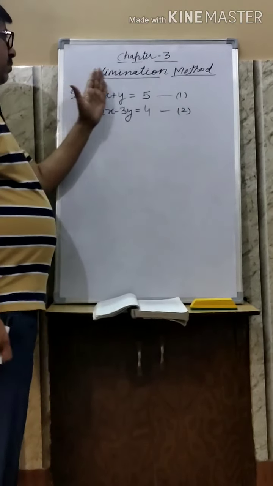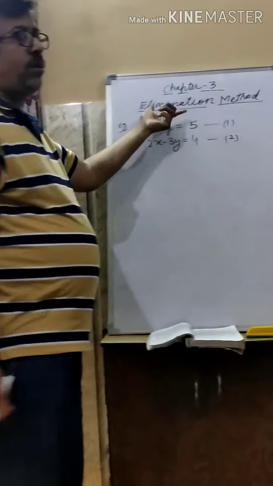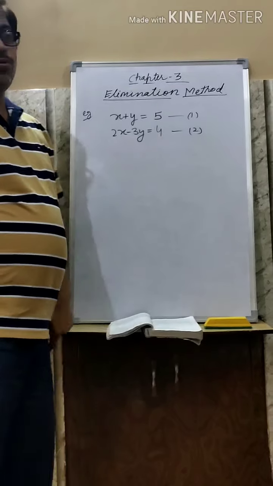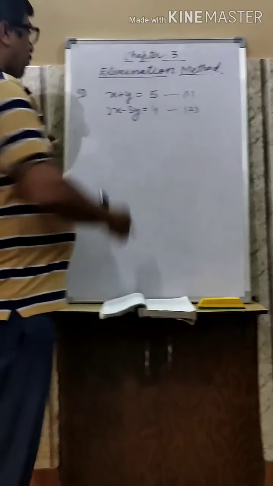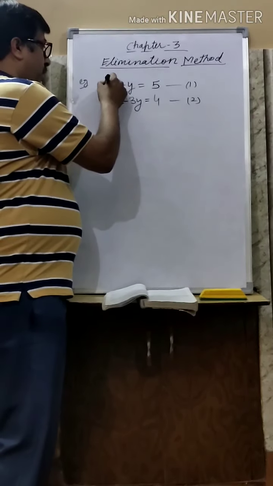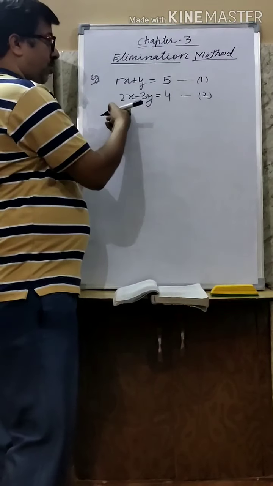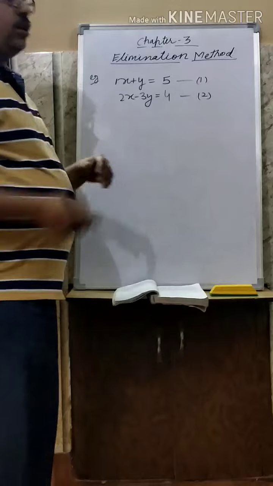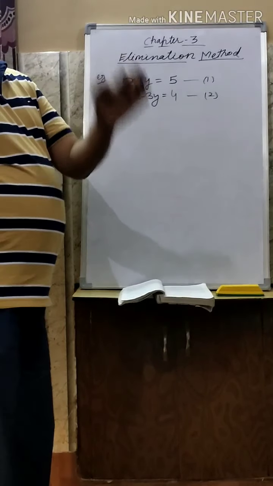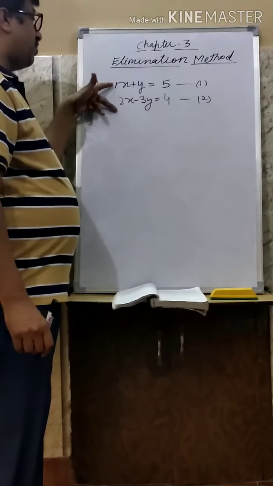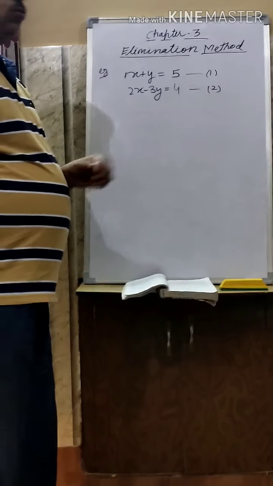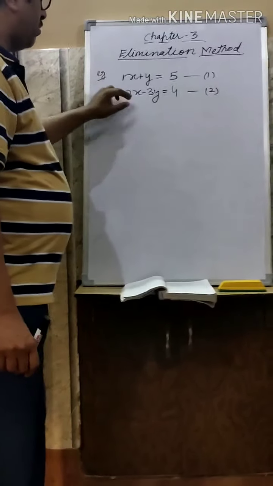So what is the elimination method? It is clear from the name also. You have to eliminate one of these two variables first, either x or y. It means making the coefficients of x equal. Clear this? You make the coefficient of x equal.